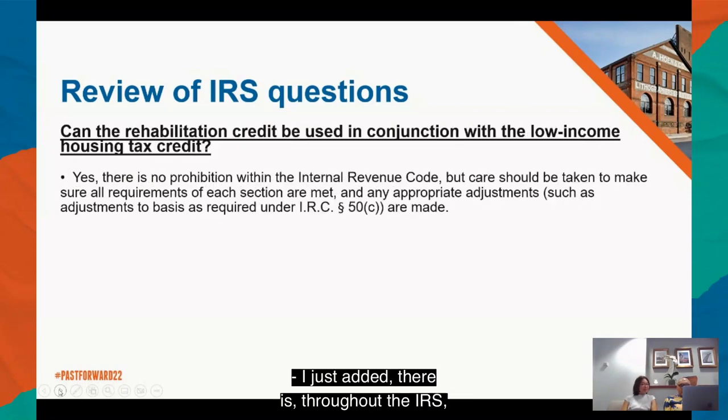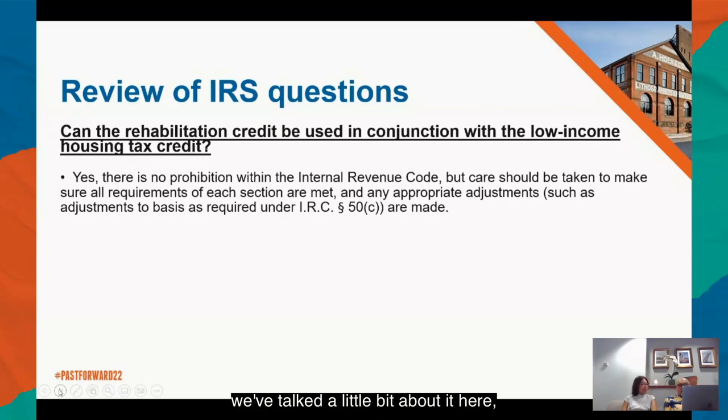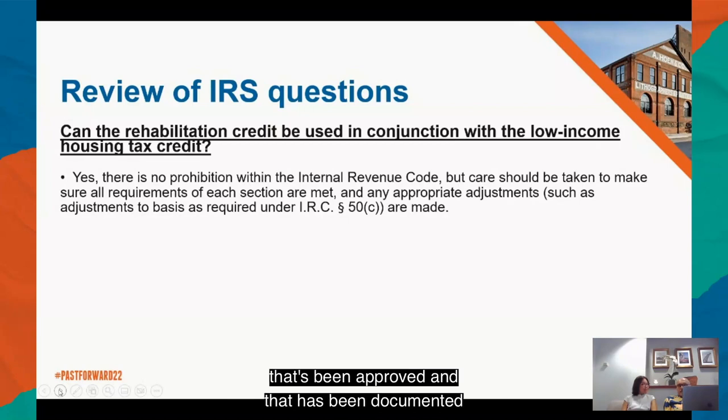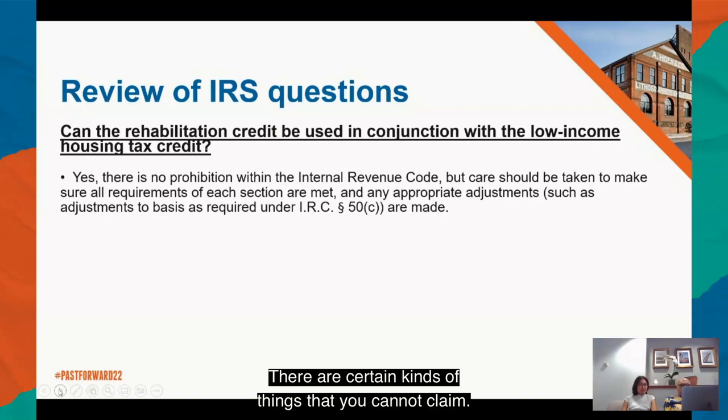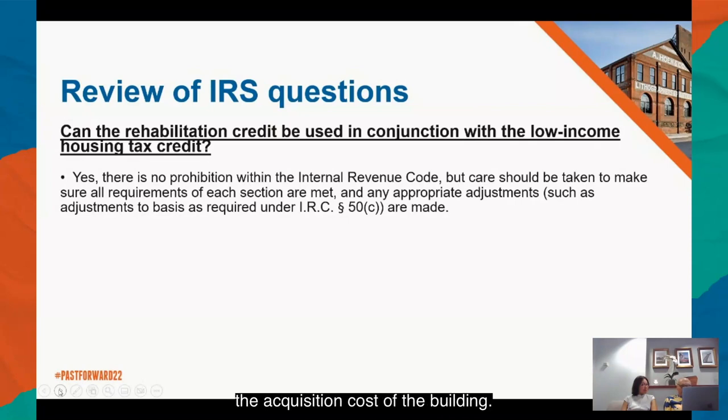Just adding, throughout the IRS frequently asked questions and in the regulations itself, it talks about qualified rehabilitation expenditures. It's a qualified rehabilitation expenditure if it's something in the part two that's been approved and has been documented to have been done in part three. There are certain kinds of things that you cannot claim. You can't claim, for example, the acquisition cost of the building.